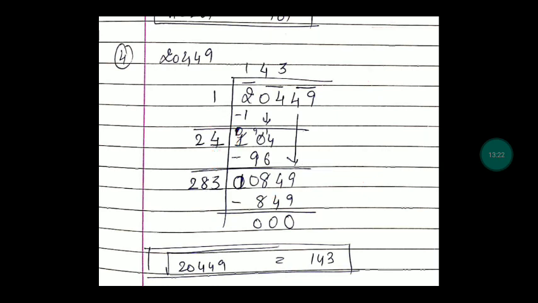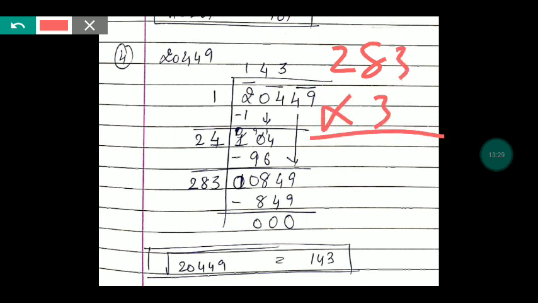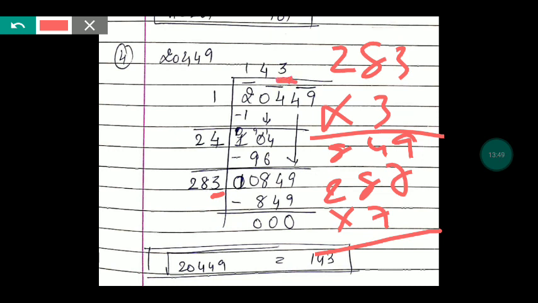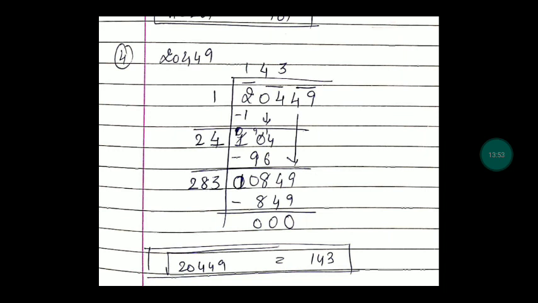So here you will do the trial and error method. 283 3s are, and 287 7s are. But you will get your answer 849 in 283 3s are. So here you will keep 3 as well as here you will keep 3. 283 3s are 849. Subtract and get your answer. So the square root is 143.